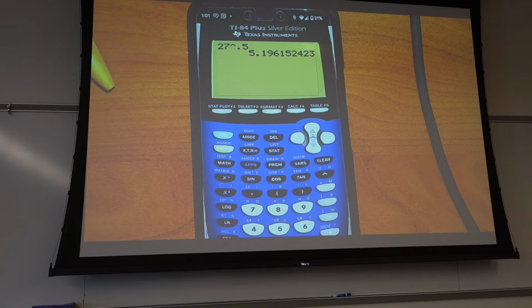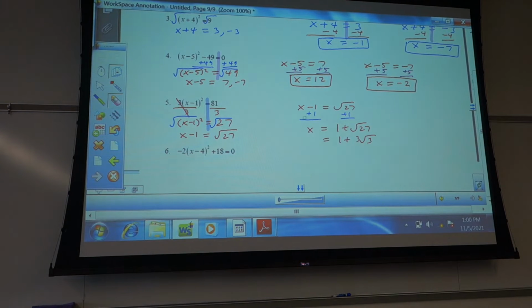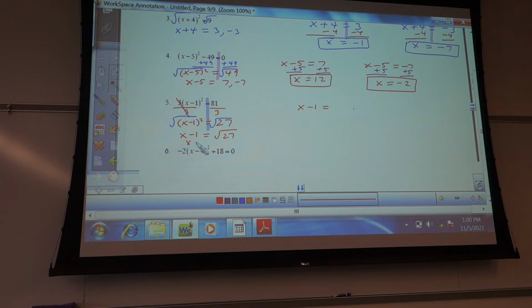So let's just go back and do that. I'm just going to put x plus 1 and x minus 1 equals positive, negative 5.196. Was that right, what I said? So it means that x minus 1 equals 5.196, and x minus 1 equals negative 5.196. Let's just do it that way. Does that seem reasonable?